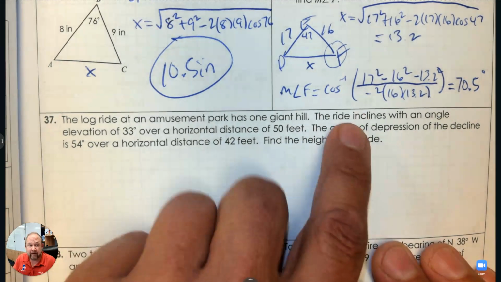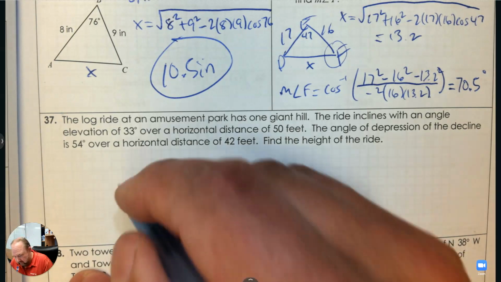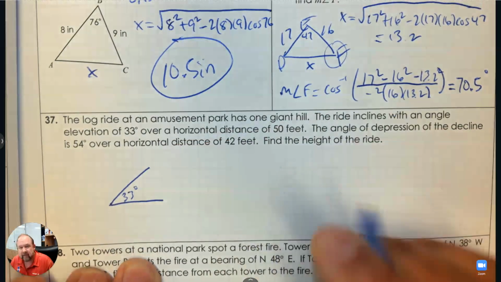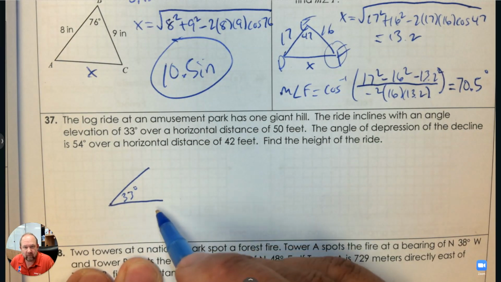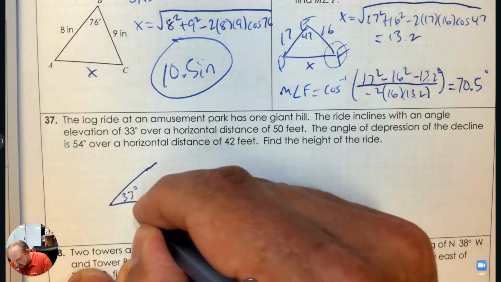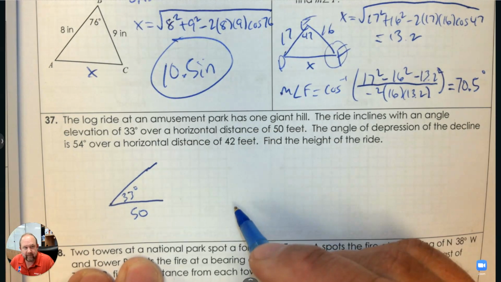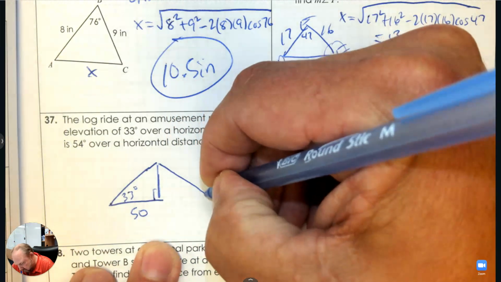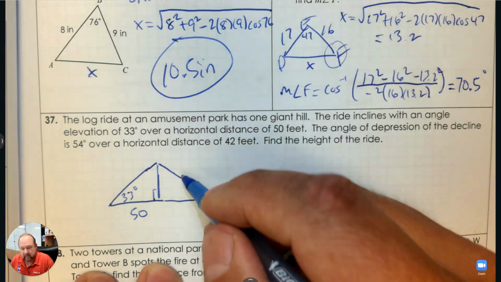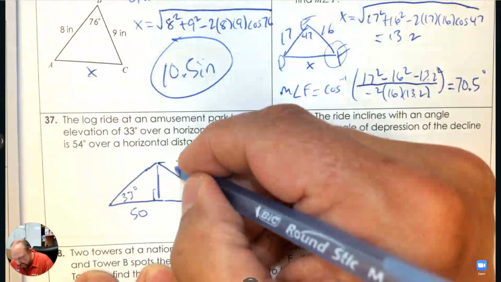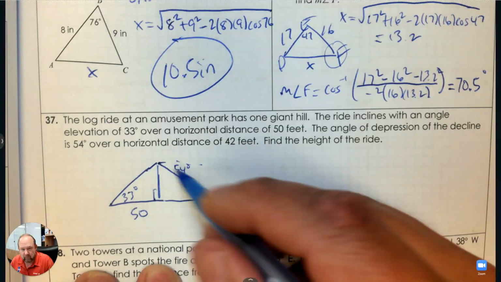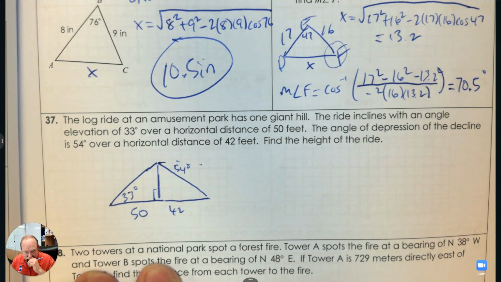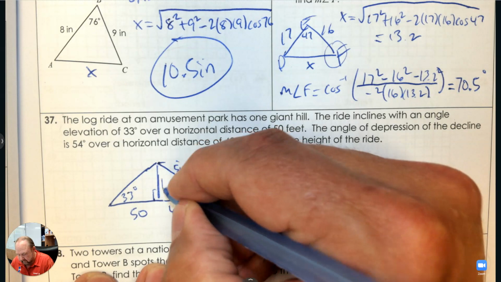Fun. So let's start writing what we know. So the ride inclines with an angle of 33 degrees over a horizontal distance of 50. The angle, so right there, so we have this, and then it goes down, and this is the angle of depression, which is outside the triangle. So we'll talk about the angle inside in a moment, and then that has a horizontal distance of 42 to get down. So there's a picture, and I want to know what the height is.